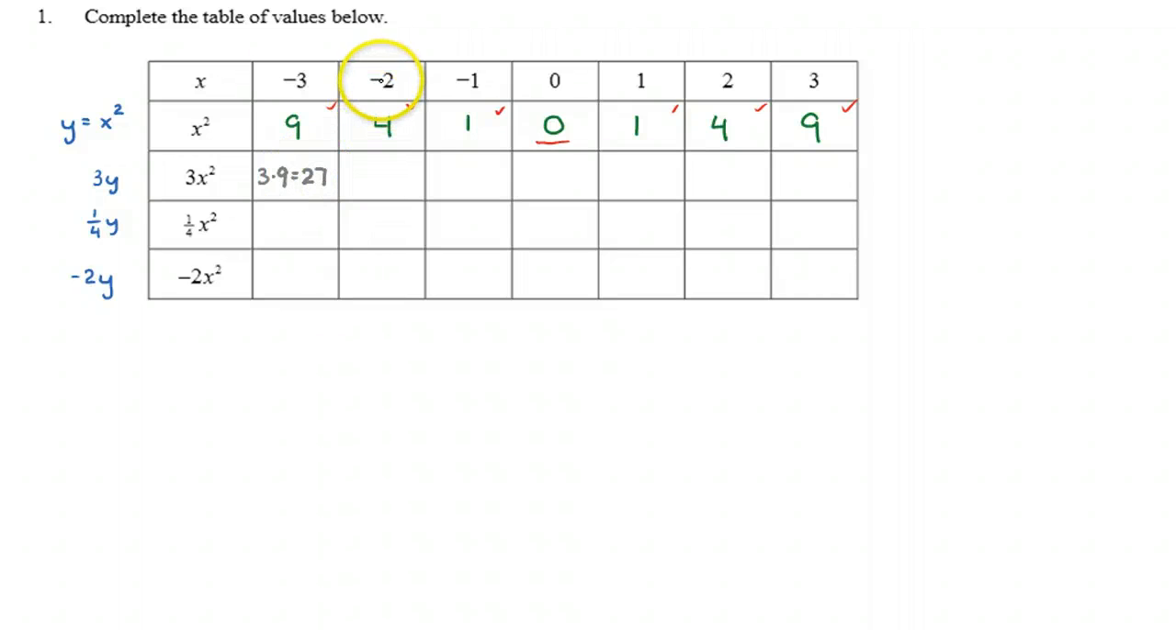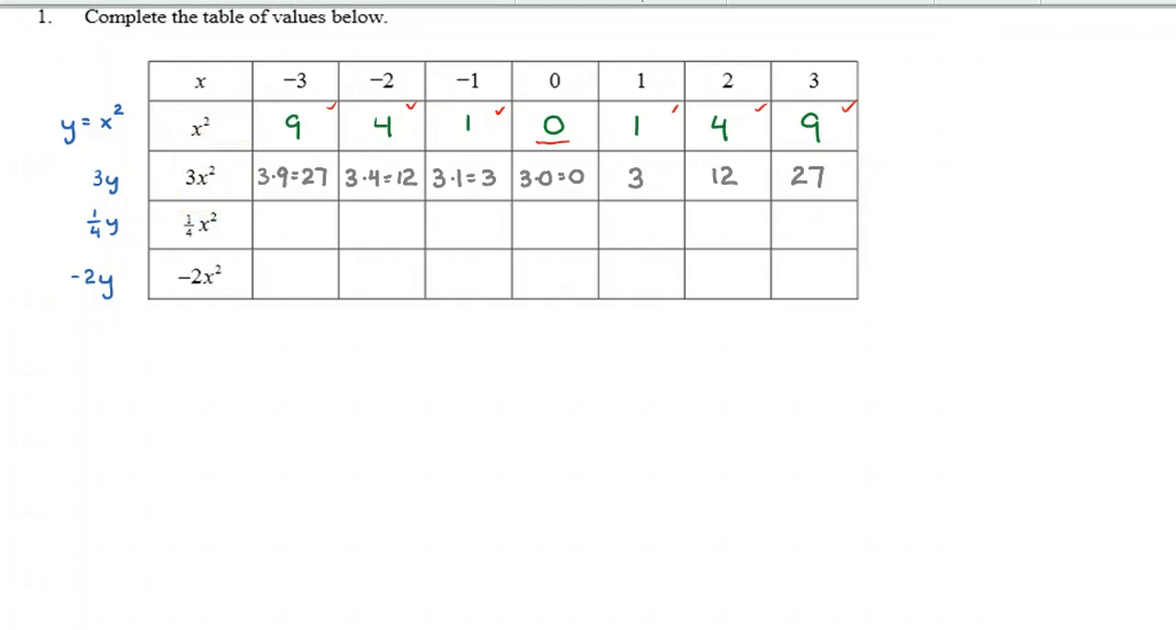Negative 2 squared is 4, so that's like saying 3 times 4, which is 12. Negative 1 squared is 1, so this is like saying 3 times 1, which is 3. 0 squared is 0, so this is like saying 3 times 0, which is 0. And then if we continue, we get 3, 12, 27. So we definitely should be comfortable with the idea of how we substitute in the value here.